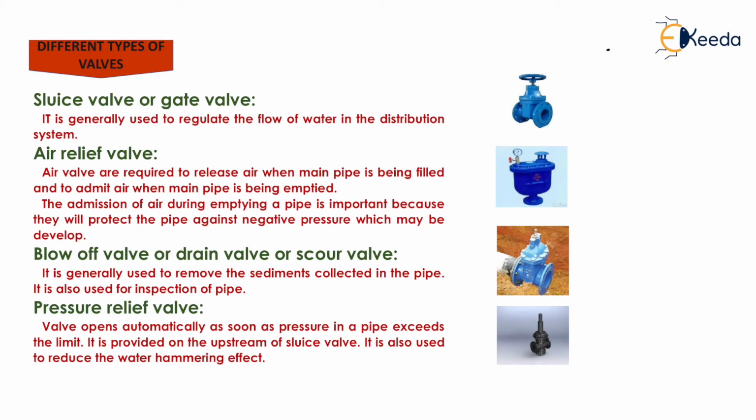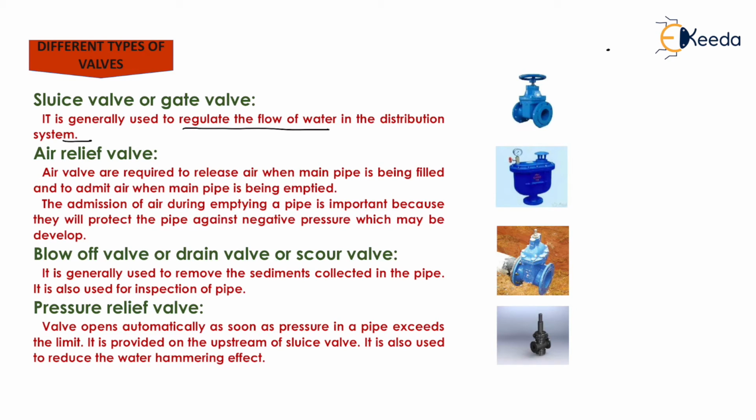Now different types of valves are generally used. We need to discuss those types of valves also, that is the sluice valve or gate valve. It is generally used to regulate the flow of water in the distribution system.